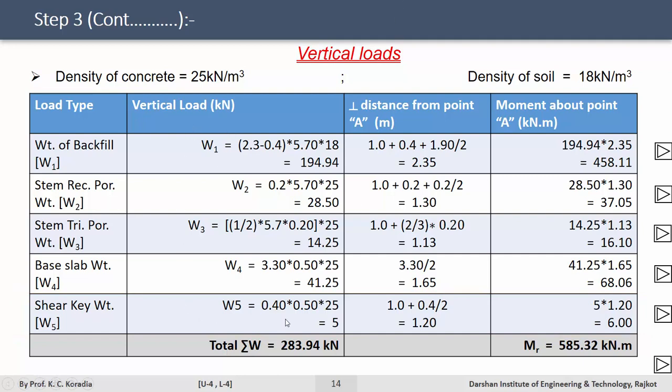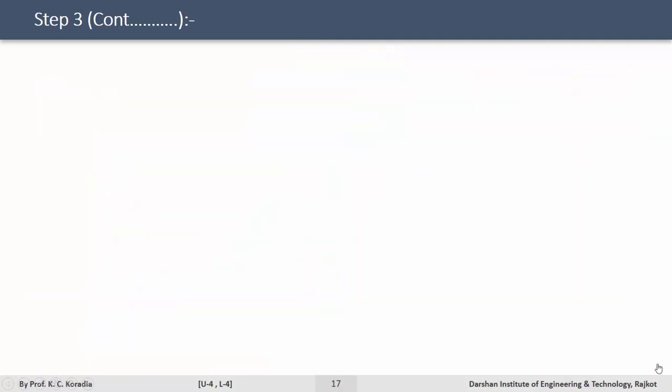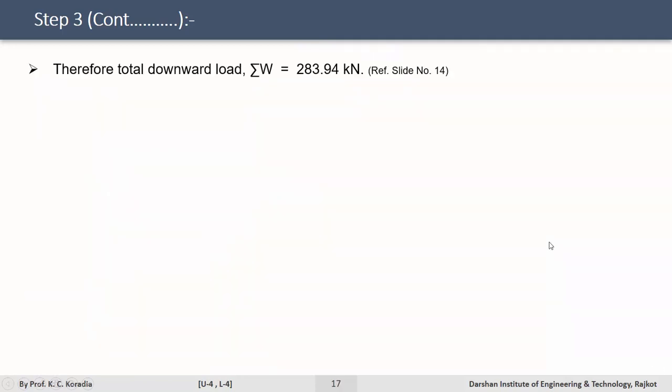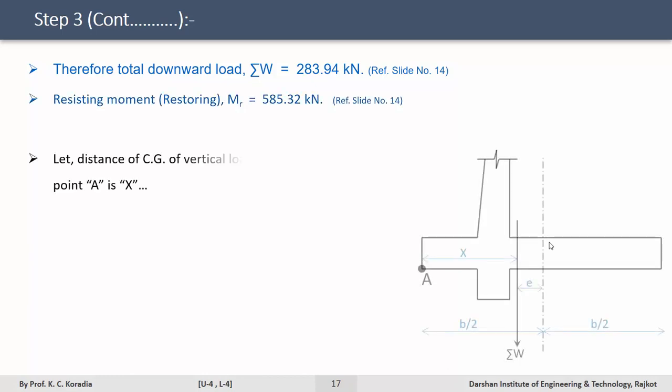Summation of all these vertical forces comes out to be 283.94 kilonewton, and summation of all these moments comes out to be 585.32 kilonewton meter. Therefore, total downward force, that is sigma W, will be equal to 283.94 kilonewton from our previous slide, and resisting moment or restoring moment represented by MR will be equal to 585.32 kilonewton meter, also derived from our previous table.